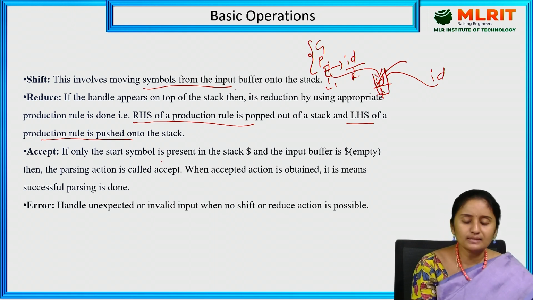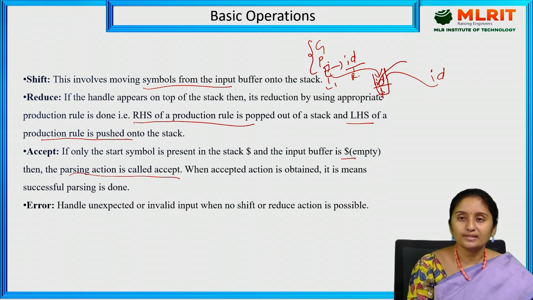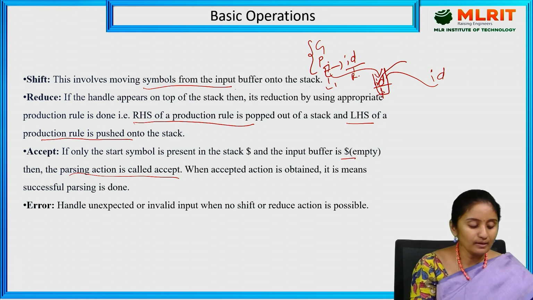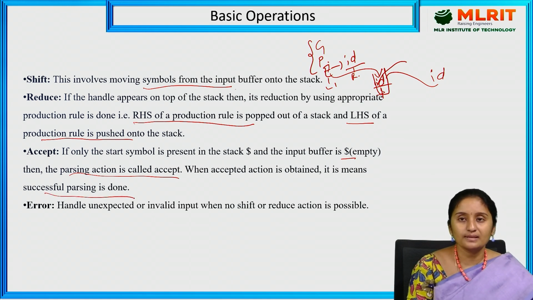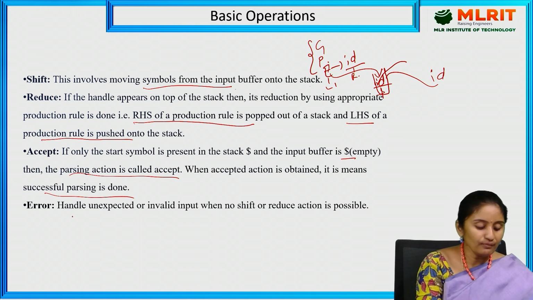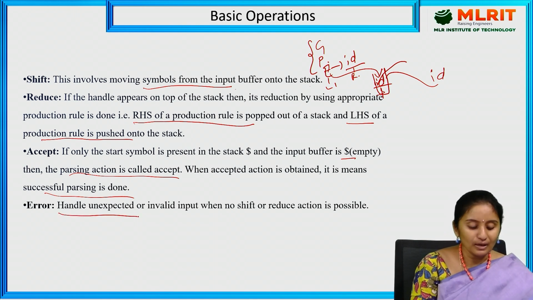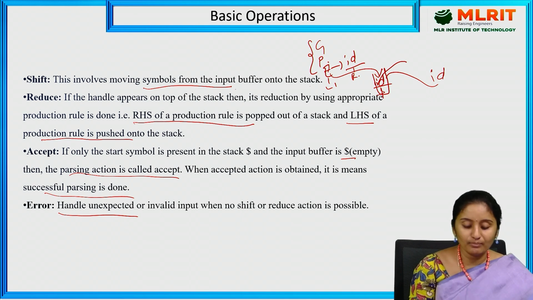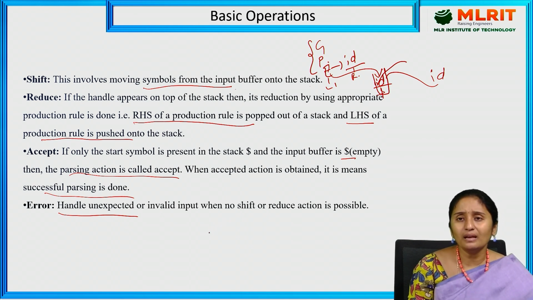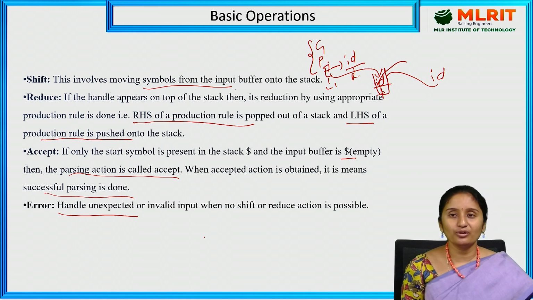Accept. If only the start symbol is present in the stack and the input buffer is $, the parsing action is accepted. When accepted, it means that the parsing is done successfully. There are no syntactical errors and the tokens are correct. Error is when there are unexpected or invalid inputs, that is, when I cannot apply a shift action or a reduce action, so the given string has some errors.